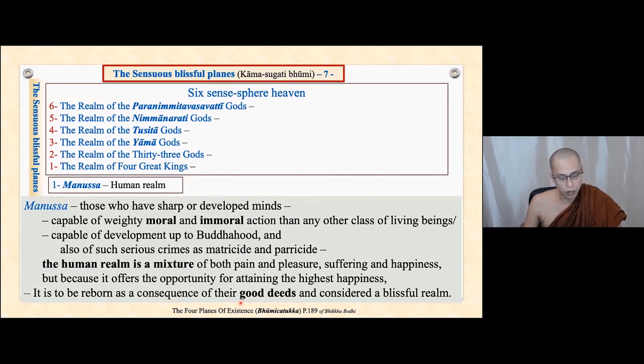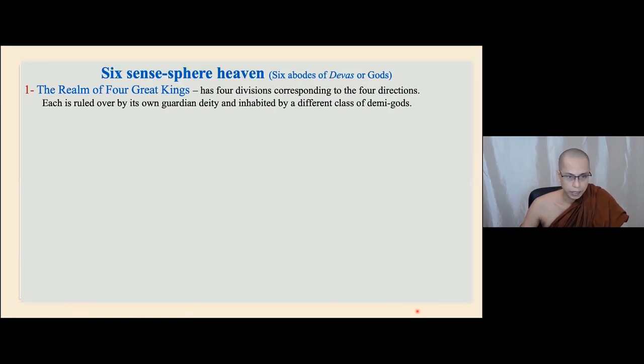It is reborn as a consequence of good deeds. To be reborn as a human, we must already have done good or wholesome deeds in the past. Without wholesome deeds, we cannot be reborn in the human realm. Even if some people come to the human realm, their life is full of suffering during the lifetime, due to unwholesome karma. But the moment of Patisandhi, the rebirth linking, is blissful. Only a wholesome deed can produce that rebirth linking. Okay, so that is the human realm, Manusa. Then let's see about the sixth sense-sphere heaven.